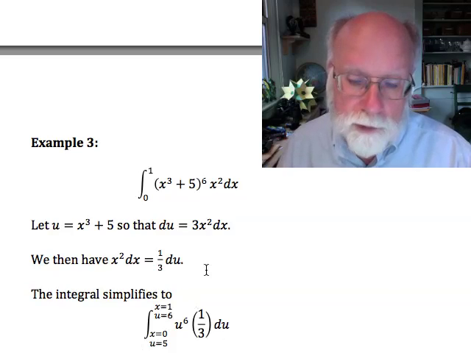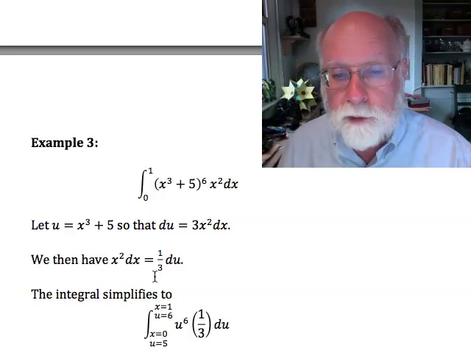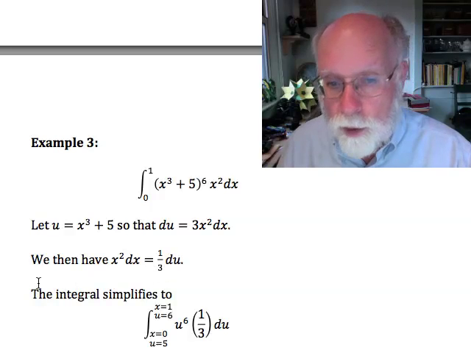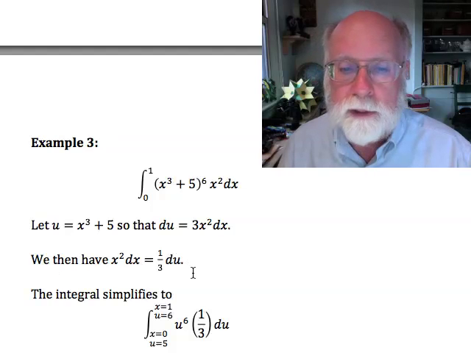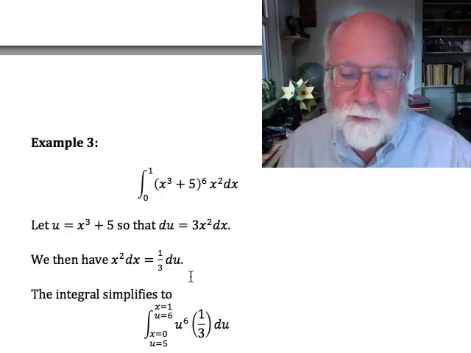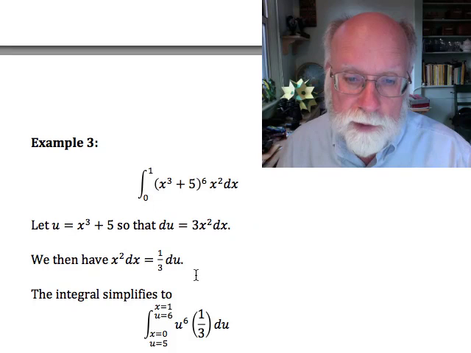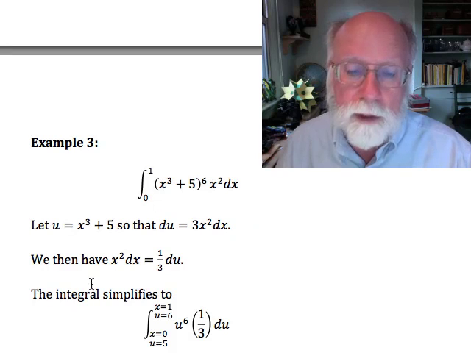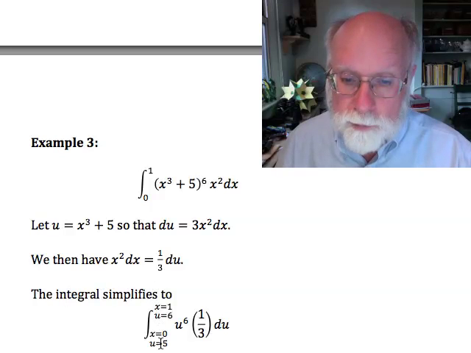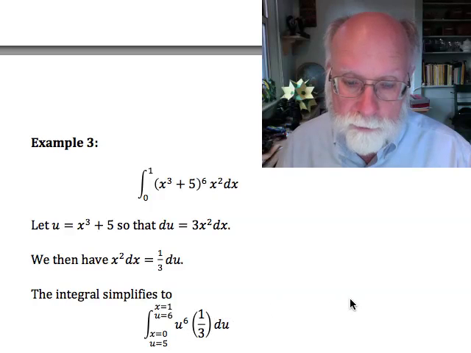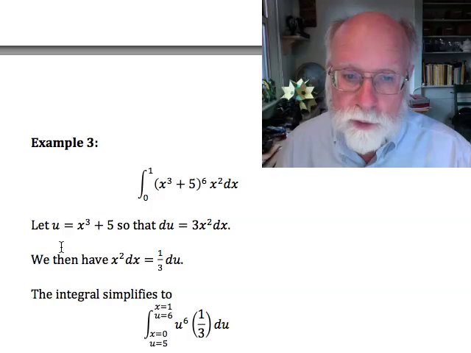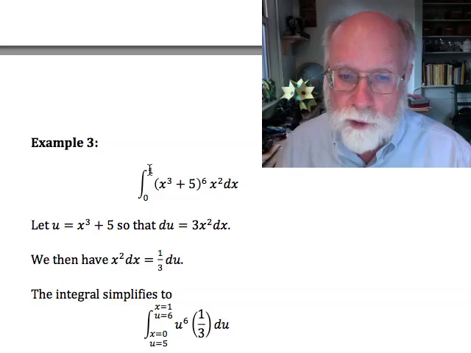You have a choice at this point. You can decide to write in your answer, I will now evaluate the indefinite integral, and then at the end I will evaluate the definite integral using the antiderivative I find. Or you can keep it as a definite integral throughout, and that's what I've done in this example. When we make the substitution, we're going from x equals 0 to x equals 1. We're changing to u going from 5 to 6.